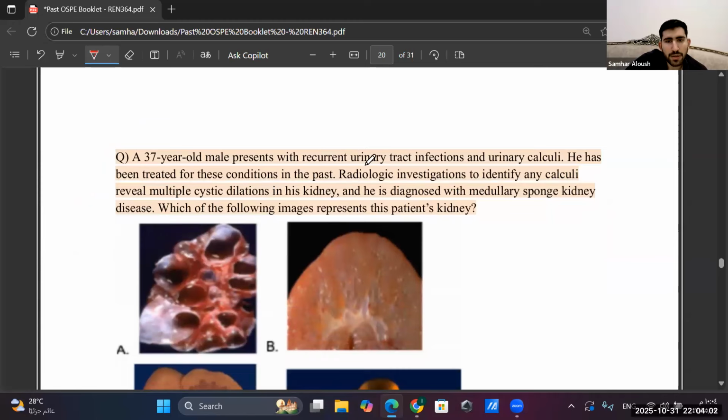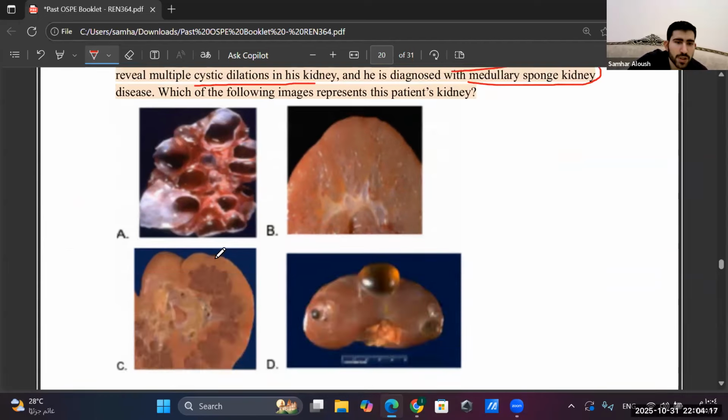37-year-old female, recurrent urinary tract infection, urinary calculi. So someone has stone, has infection, treated for this condition. They have calculi, multiple cystic dilation in the kidney. He's diagnosed with medullary sponge kidney disease. Which one is medullary sponge? Is this one, which is cysts in the medulla that look like a sponge.